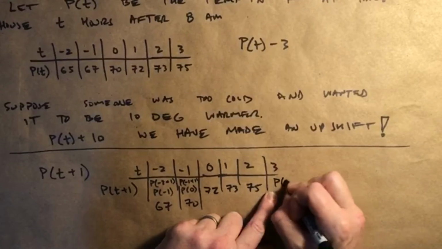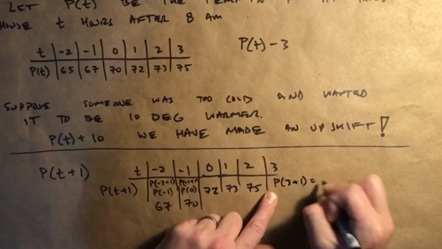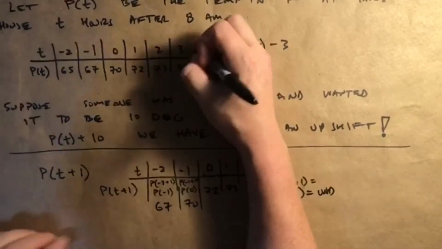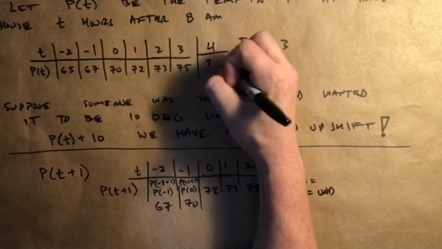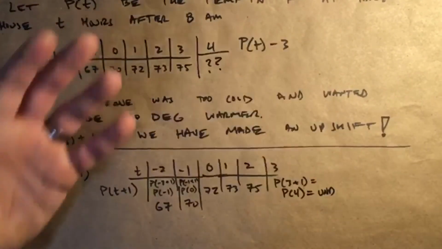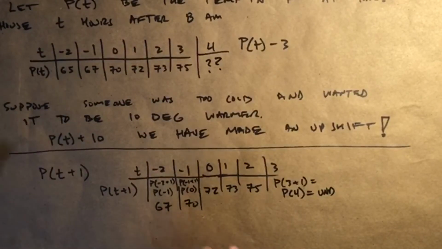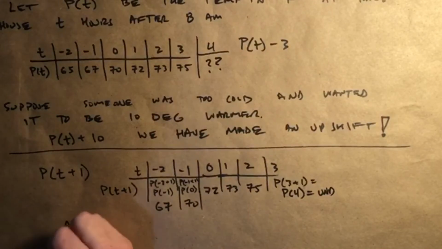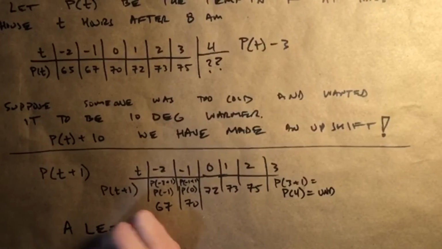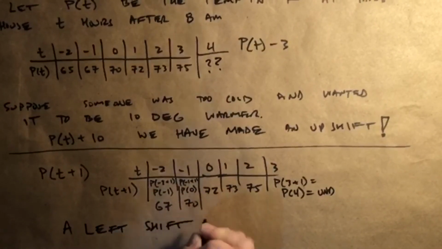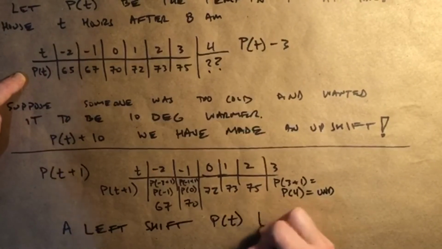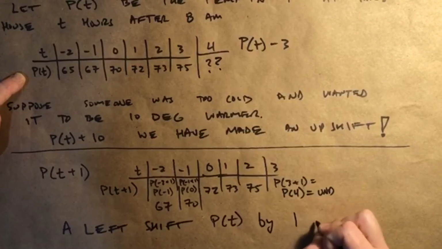We'll have P of 3 plus 1 equals P of 4, and guess what? That's undefined because there's no 4 on my original table. But the takeaway here is that this is a left shift. And we're shifting our parent function, P of T, by 1 unit.